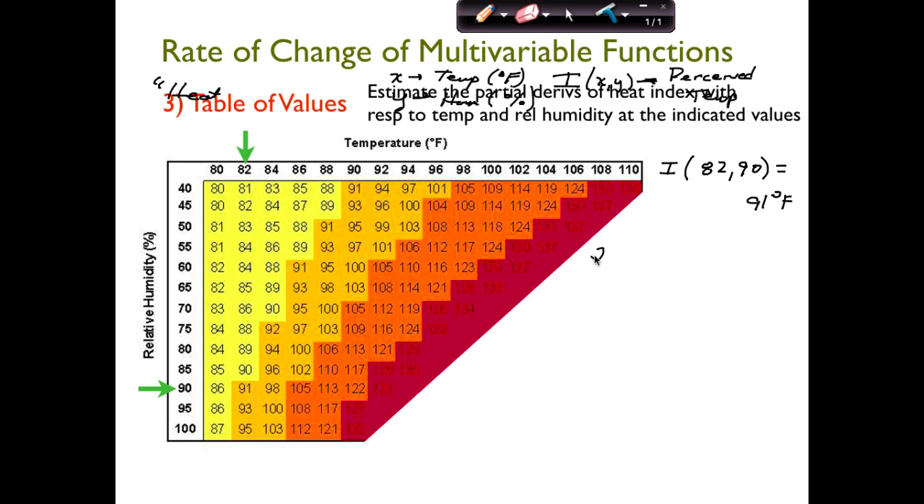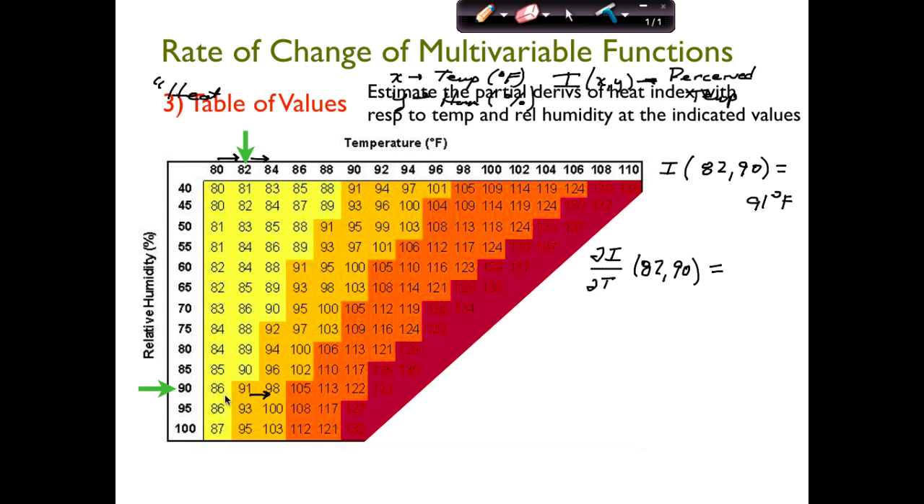So how could we figure out the partial of I with respect to t at 82, 90? So what is that? We're looking down here, and this means looking at a little change in what? Temperature, right? The little change I have access to here is 2 degrees on either side. I can change temperature 2 degrees here or here, and then I'm going to look at the corresponding change in heat index.